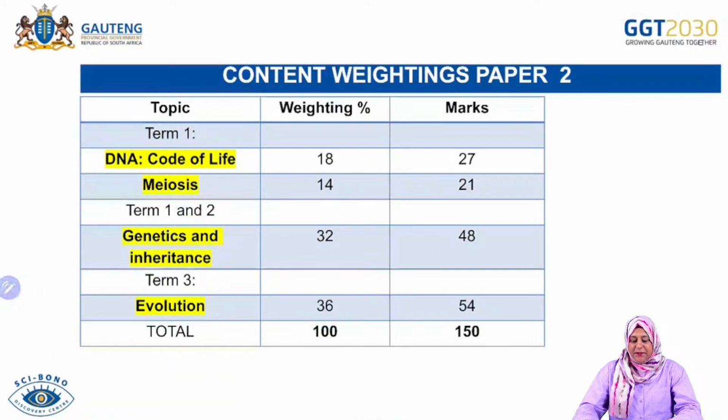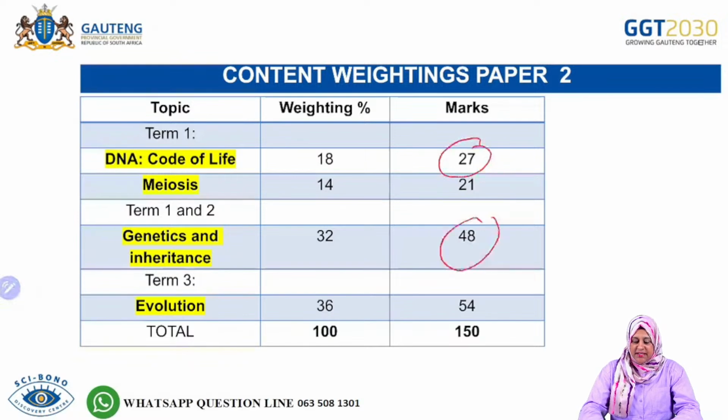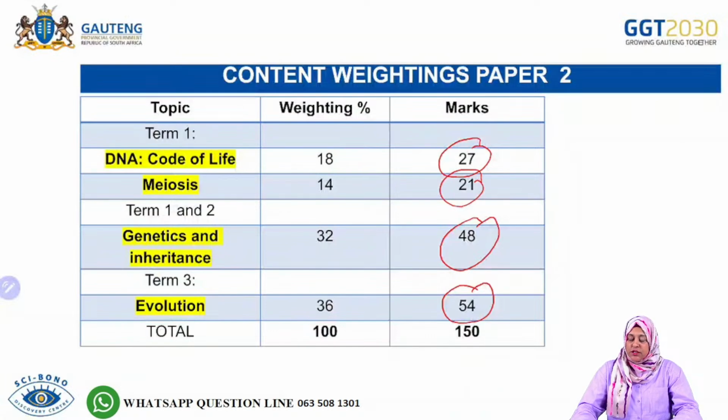Let's get started. The content weightings in Paper 2, as you can see: you have DNA, which is a large amount of marks, genetics, which is 48, and evolution, which makes up 1/3 of the paper with 54 marks. Meiosis is a little smaller amount of marks, but a very problematic section, and that was problematic in Paper 2, and that's what we look at now.